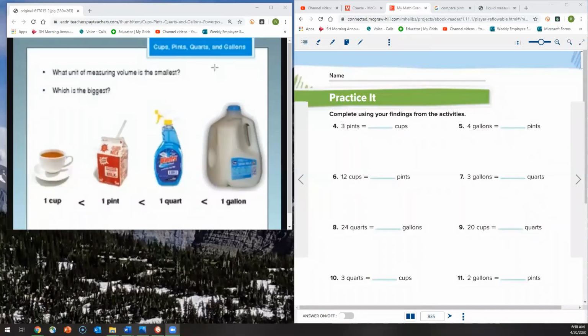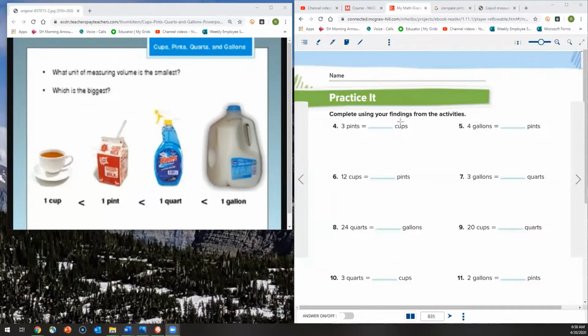Yates, and in this video we're going to be giving you the directions on how to convert customary units of capacity. And customary again means that it is the units of measurement that we use here in the United States and practically nowhere else in the world. So when we talk about customary, it basically means the American units of measurement. When we talk about capacity, it means how much liquid can something hold.